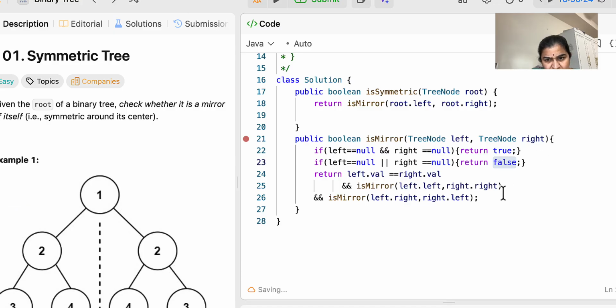right should be equal to each other, and left's right must be equal to right's left, right? If that is the condition, first of all values must be equal, and left's left and right's right, left's right and right's left, both should be equal, then it is considered as symmetrical. It is just a simple case of recursion. And you have been given only the root node, so root.left and root.right is what you're going to be passing to this particular method.